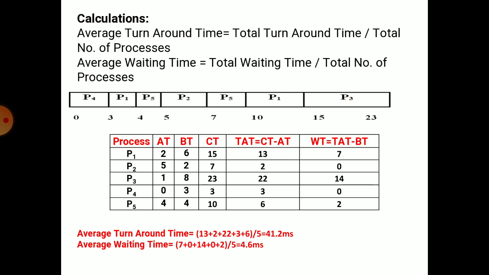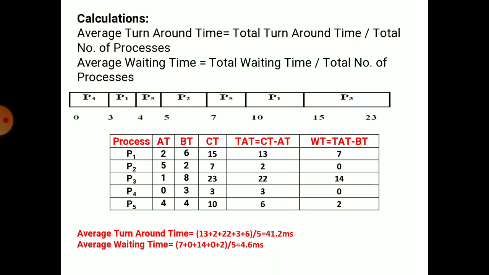Now we calculate the turnaround time: the completion time minus the arrival time. So we get P1 13, P2 2, P3 22, P4 3 and P5 6. After that we need to calculate the waiting time. The waiting time means the turnaround time minus the burst time.